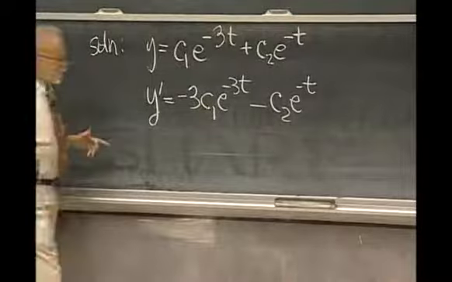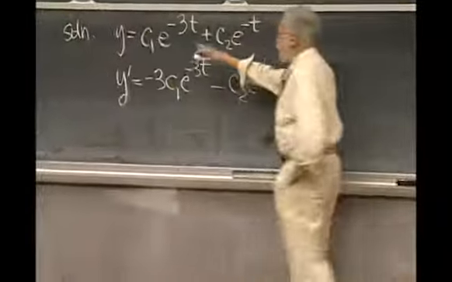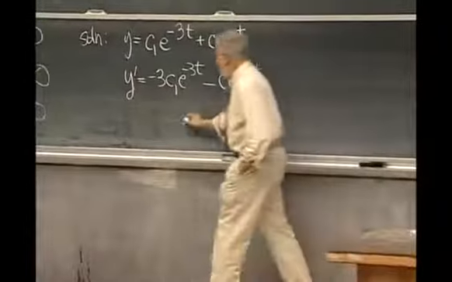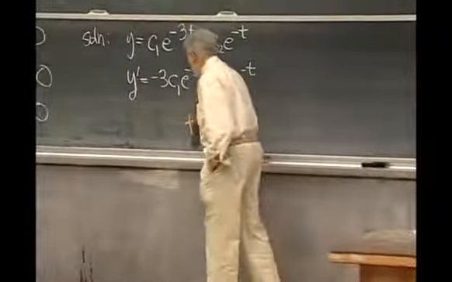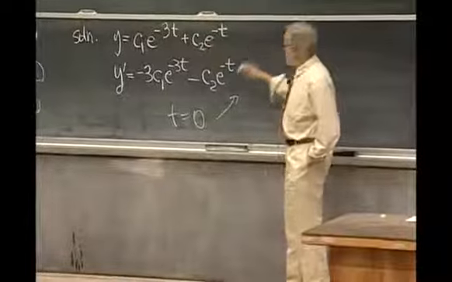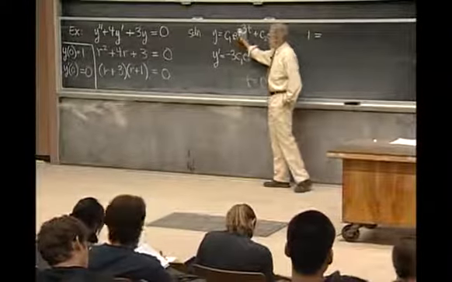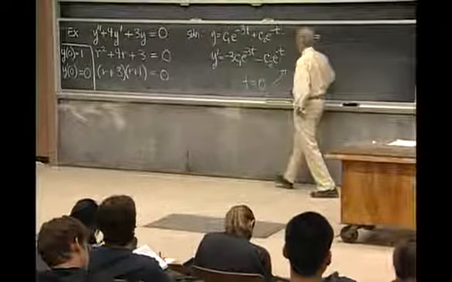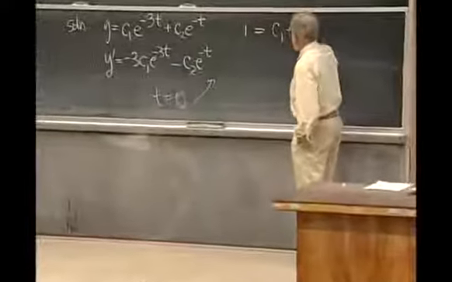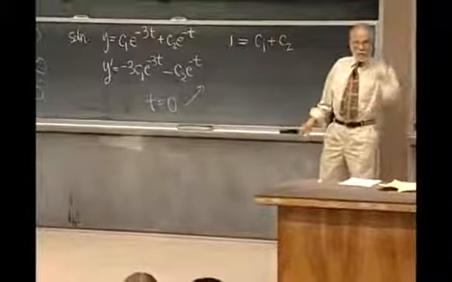And now if I substitute in at 0, when t equals 0, what do I get? Well, the first equation, the left says that y of 0 should be 1, and the right says this is 1, that's 1, so it's c1 plus c2. That's the result of substituting t equals 0.